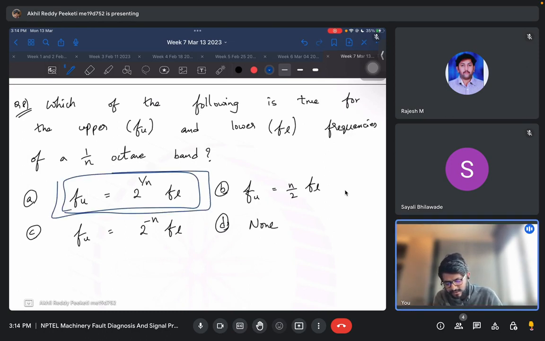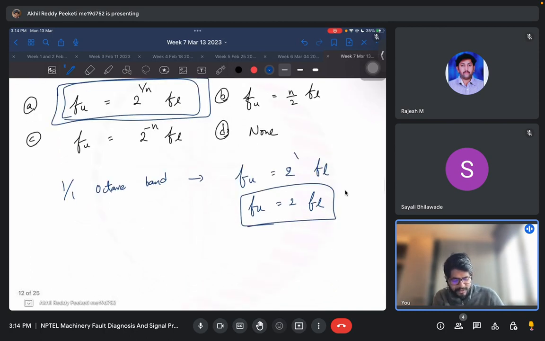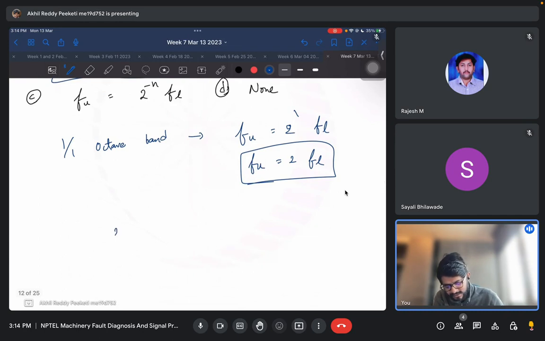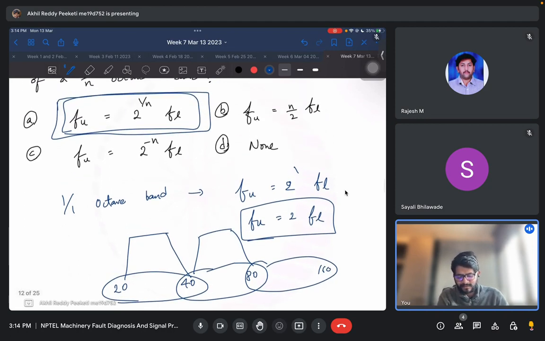So the upper frequency and lower frequency are related like this. Basically what this means is if it is a 1 by 1 octave band, then your Fu is 2 power 1 Fl. Fu is basically 2 times Fl. So let's say your band starts at 20. For this band, the cutoff would end at 40. So this is the first band, and again 40 to 80. So basically the one octave bands are 20 to 40, 40 to 80, 80 to 160, like this. This is how the different bands will be there.